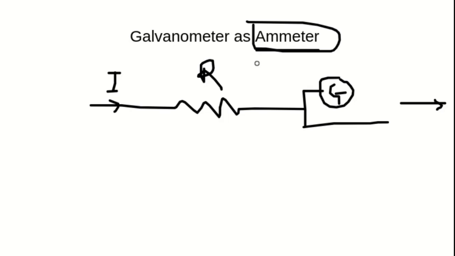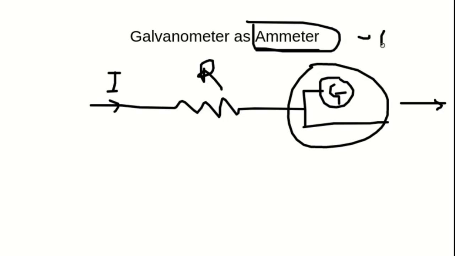How can we do that? The resistance of the ammeter must be as low as possible, approximately equal to 0. Ideally we cannot have 0 but close to 0, very low. Suppose this R is 100 ohm, then we can have a very low resistance, less than 1 ohm, for the total ammeter, not just the galvanometer.